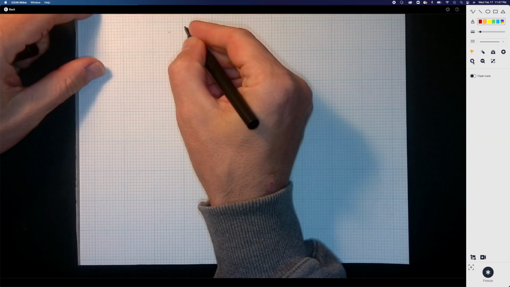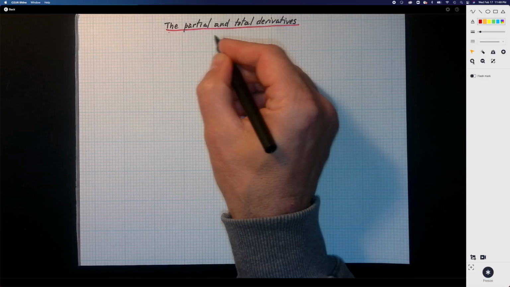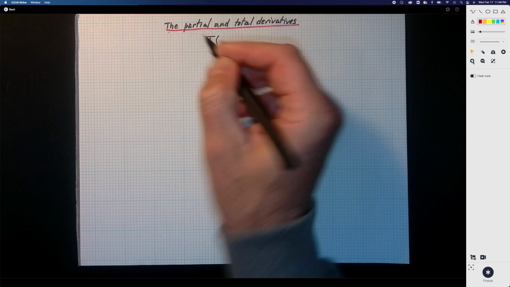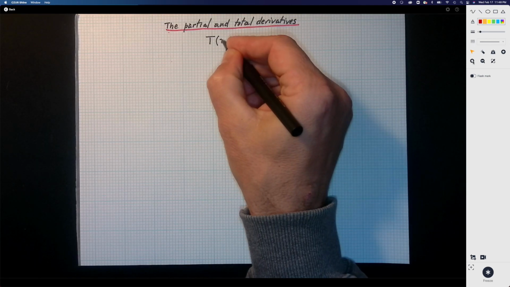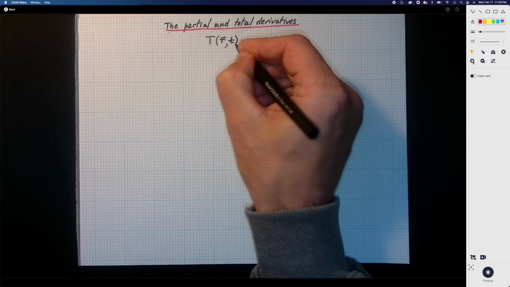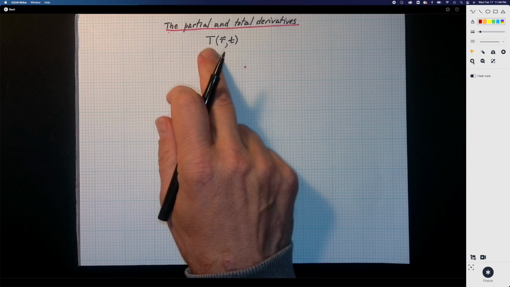In this short video, I want to talk about the distinction between the partial and total derivatives. And we're going to do this by way of an example, and we're going to take the temperature field as an example. So temperature, in general, is going to be a function of space, and it'll change with time also, t. And now, as a first example, we want to see how temperature changes.